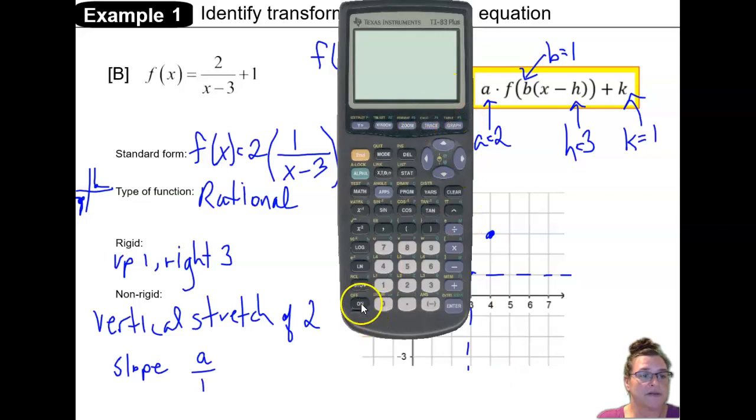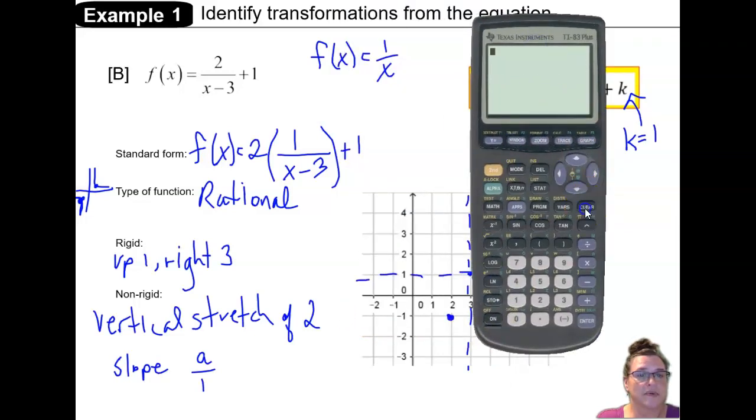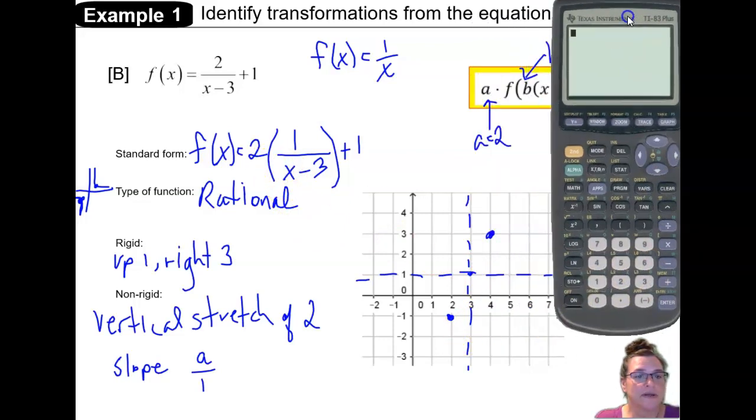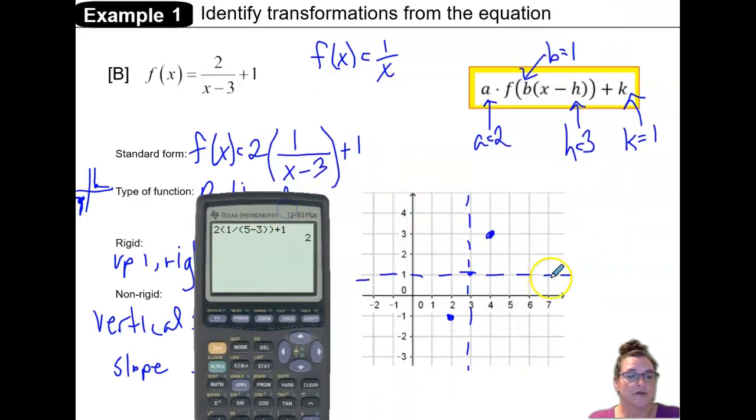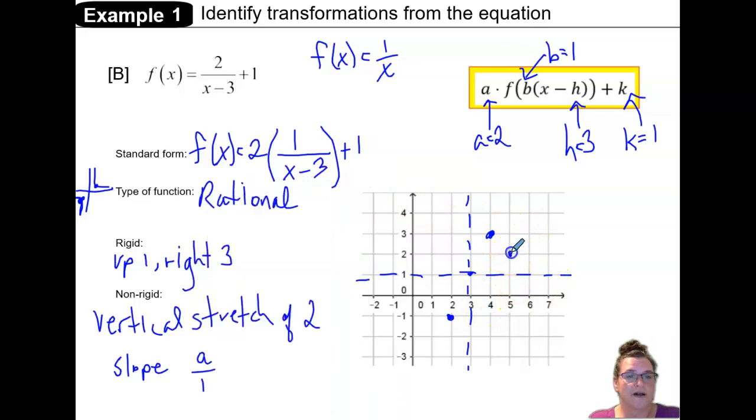Okay, and then if I want to get a couple more anchor points, I can use my calculator like we did in the last example. So I'm going to put in, let's see what we have behind here. Let's put in 5 for the x. So we'll have 2 times the quantity, 1 divided by, since I've got a binomial in my denominator, I'm going to group that in parentheses and put in 5 for my x. So x minus h, then close the parentheses on the function, and then plus 1, enter. And my answer is 2. So when x is 5, y is 2. So I'm going to go ahead and sketch the point 5, 2.